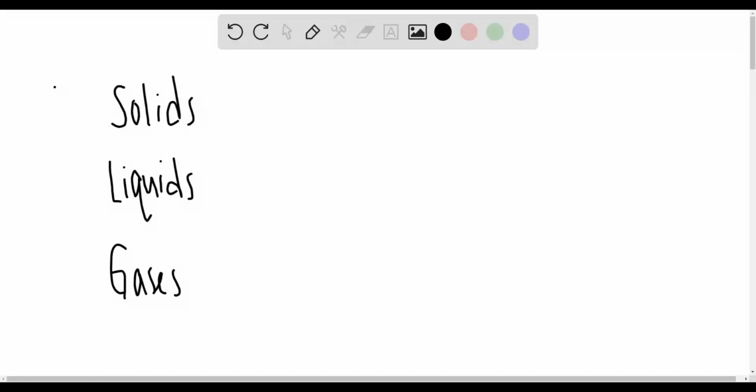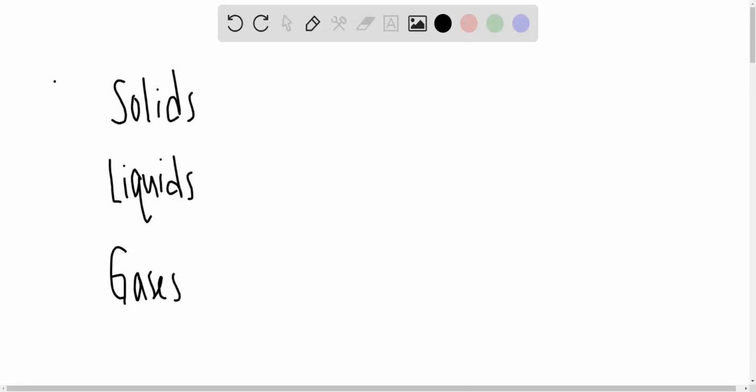Hi. So this question is asking you what units chemists use for density of liquids and solids, and then for gases. They ask you to explain the differences. So first, let's go over the units that chemists use for density. Let's start with solids and liquids.